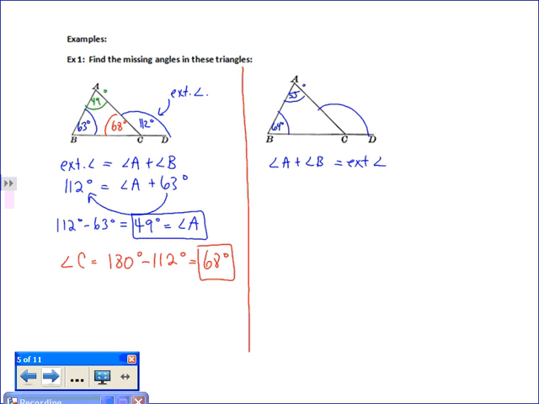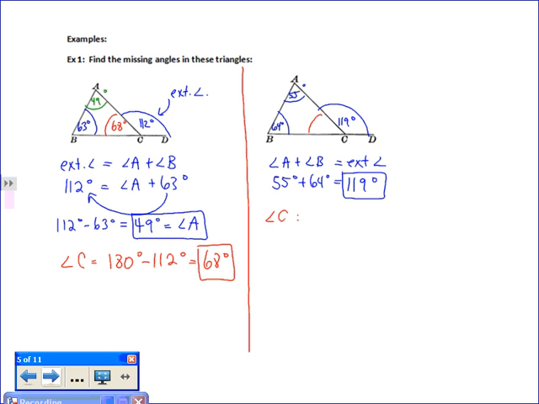And so let's add those together. So we have 55 degrees plus 64 degrees is equal to 119 degrees. And that is going to be the value of my exterior angle. So 119 degrees goes right here.